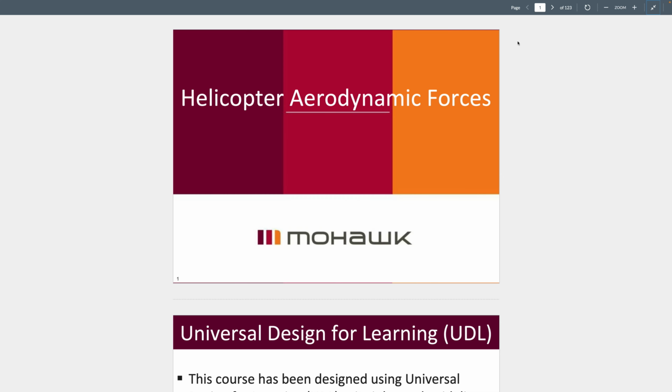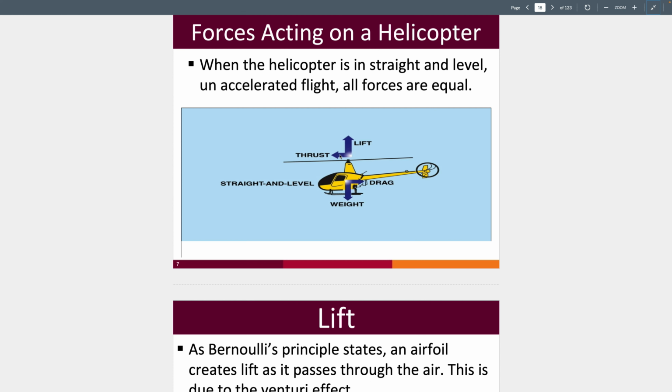Just like fixed wing, we have the same four forces of flight. Lift is right here, thrust, weight, and drag. For the helicopter, we have a combined vectoring with regards to the combination of lift and thrust. When the helicopter is in straight and level flight, it has to separate some of the lift from the thrust and use the vertical component of the lift to support the weight while using the thrust to propel the helicopter in one direction or another.